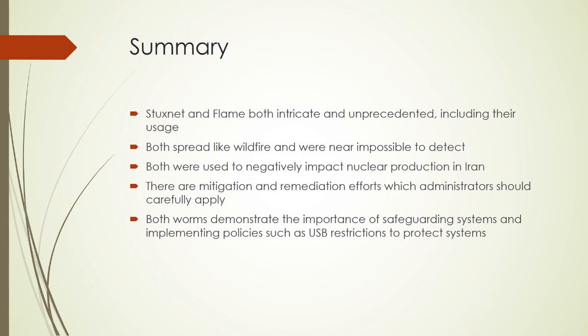To summarize, Stuxnet and Flame were both very intricate and unprecedented, including their usage. Both spread like wildfire and were near impossible to detect due to their design. Both were used to negatively impact nuclear production in Iran. There are mitigation and remediation efforts which administrators should carefully apply to safeguard their systems from Stuxnet and Flame. Both worms demonstrate the importance of safeguarding systems and implementing policies such as USB restrictions to protect systems.